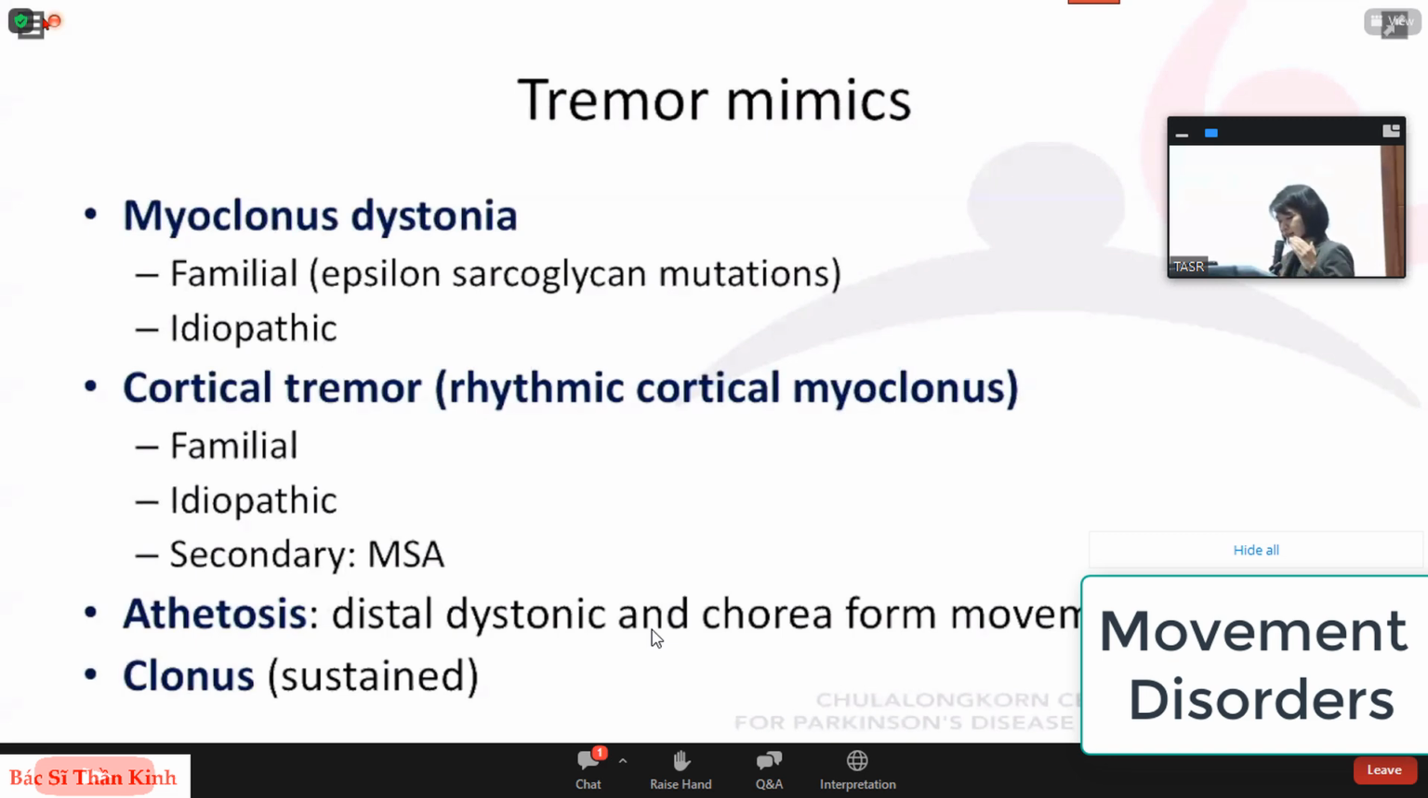For the tremor examination, you have to keep in mind that there might be other tremor mimics. For example, cortical tremor, which is actually cortical myoclonus, that is quite rhythmic, that can be found in familial or idiopathic cases, maybe in MSA. Another one is athetosis. Athetosis is a distal hand dystonic posture and also choreiform movement, but sometimes it can manifest as rhythmic, so it might be confused with tremor. And another one that I mentioned is clonus.